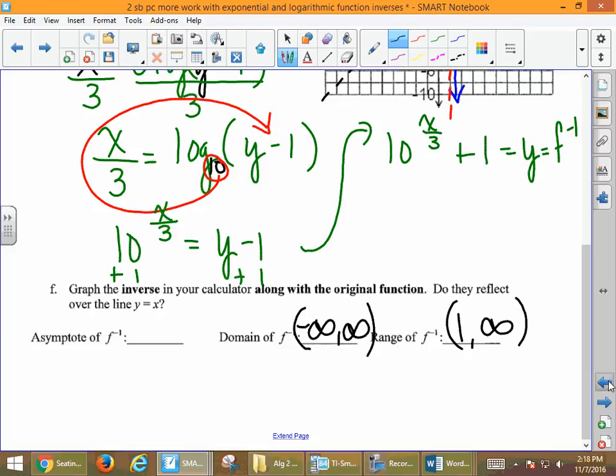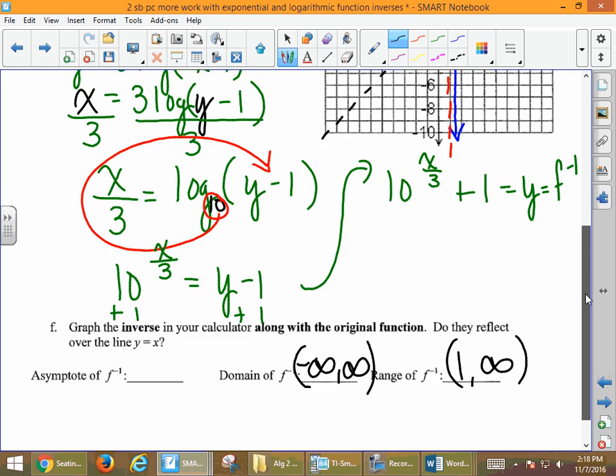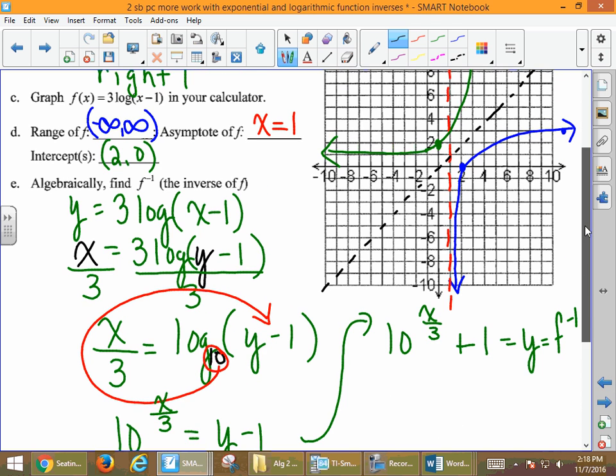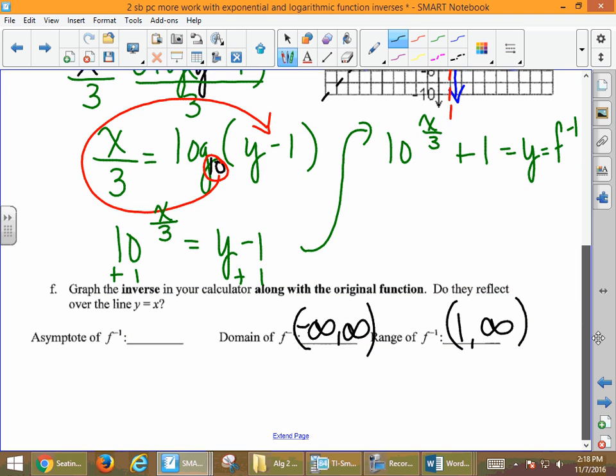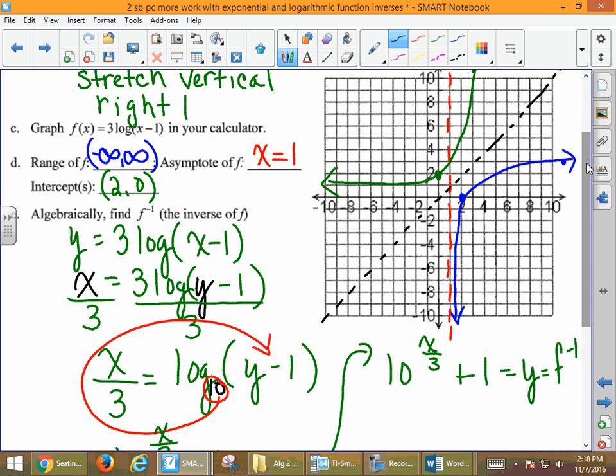Now our blue graph had an asymptote. It had a vertical asymptote at x equals 1. Do you think we have an asymptote in our green graph? What do you think it is? y equals 1. Right along here. Horizontal.